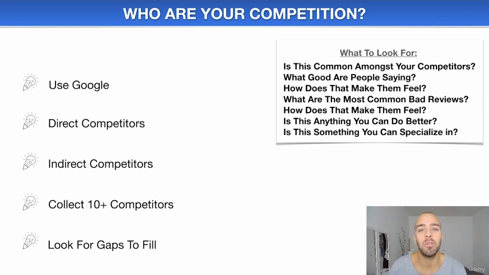So first of all, how do you figure out who your competitors are? Go to Google, use Google. That's the best resource and it's totally for free. Have a look at your direct competitors, have a look at your indirect competitors, collect at least 10 competitors, have a look at how you can fill the gaps when their customers don't feel good about their products and or services. Can you fill that gap? Can you specialize in some type of area there? Can you be better? How can you be better?